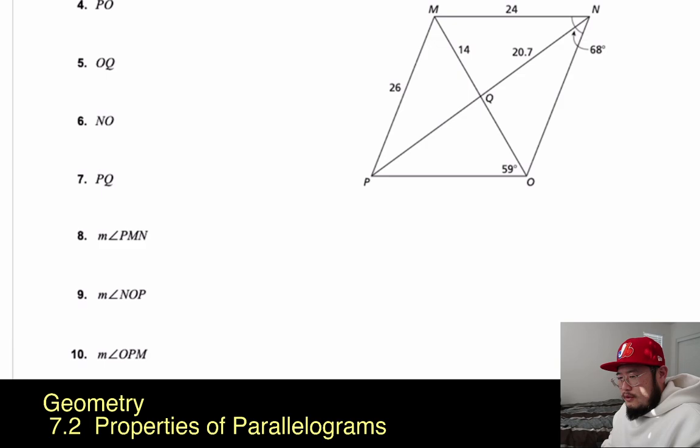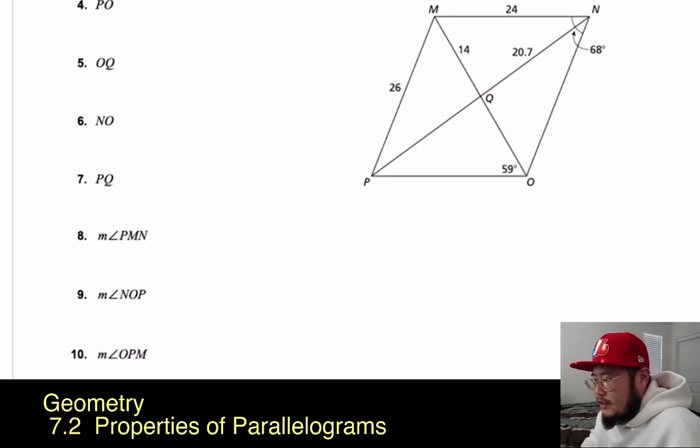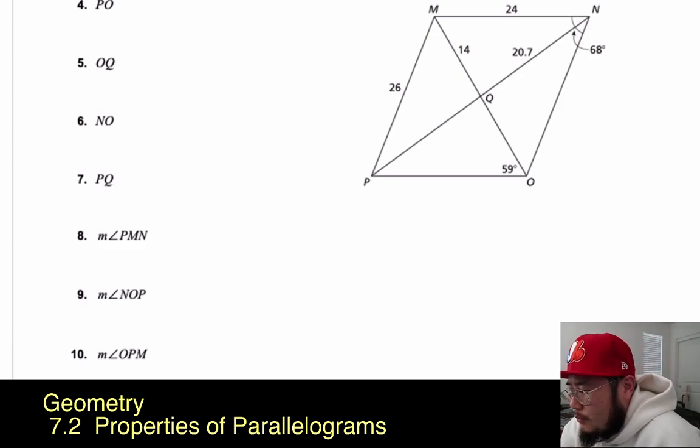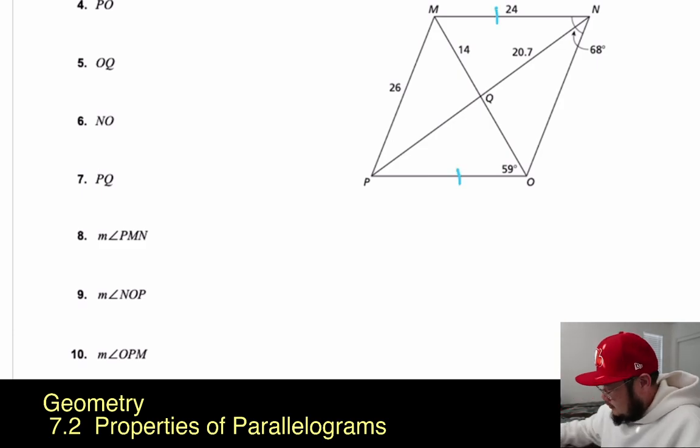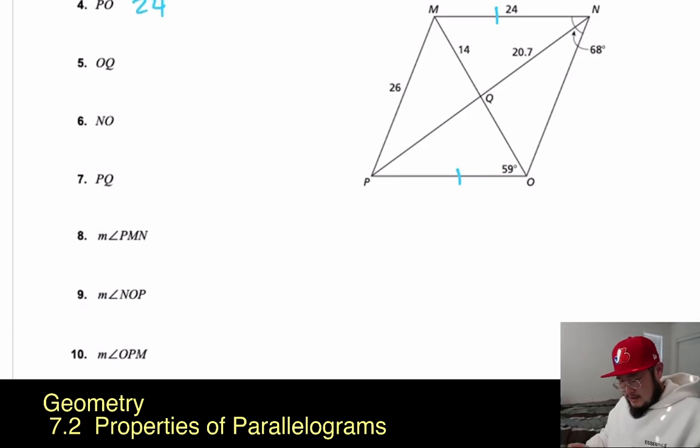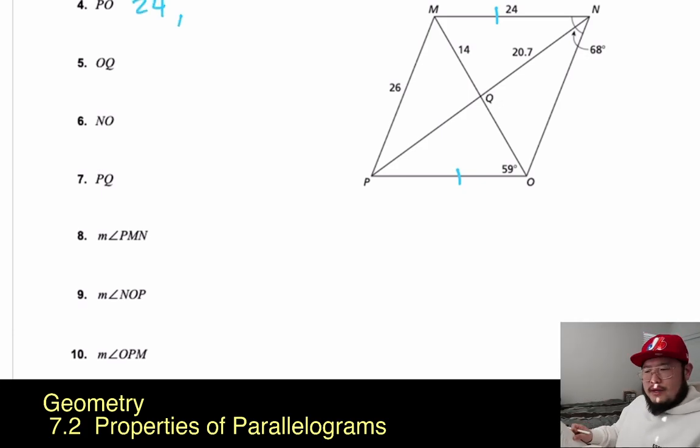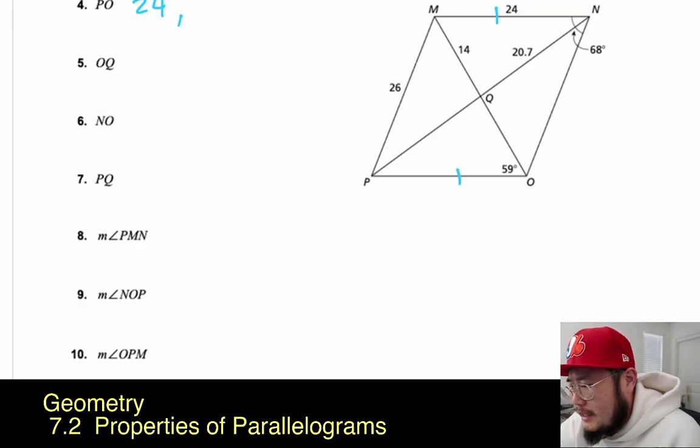For number 4, they're asking us, what is P to O? I'm looking at P to O. If this is a parallelogram, opposite sides are congruent, so P to O is 24. Give me a reason. We can go ahead and say parallelogram opposite sides theorem. Okay, so make sure you put the reason down. Parallelogram opposite sides theorem.